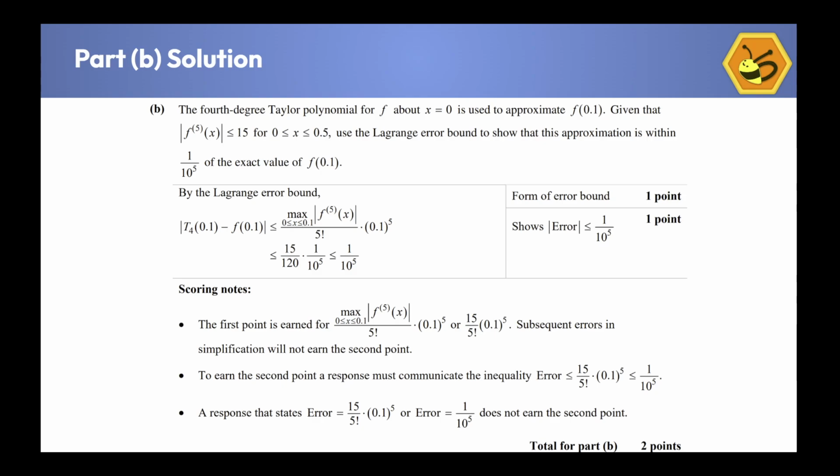So this is a 2-point question. The first point is earned for just this expression. If you simplify wrong, you will not earn the second point, unfortunately. But if you write this, you will earn the first point. To earn the second point, you must show the inequality. And please don't write that error equals this, because this is an error bound, not the actual error. This is the maximum error possible.